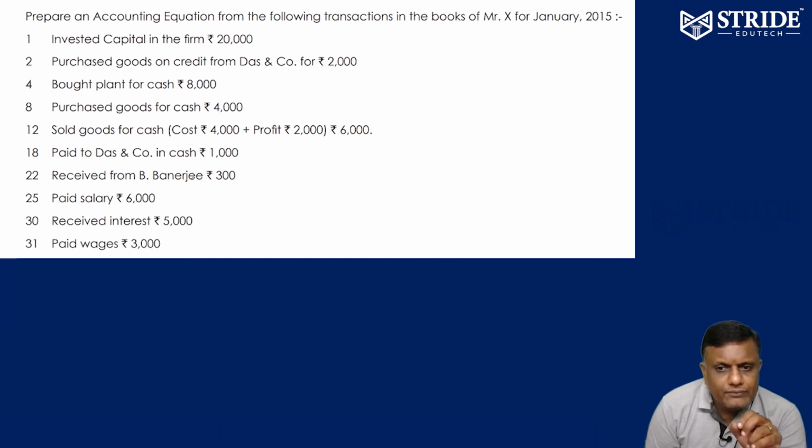Received from Banerjee 300. So cash increases by 300. Banerjee is our debtor. Debtor decreased by 300. Our asset decreased by 300. Debtor means asset. He paid. Debtor increase means asset increases, debtor decreases means asset decreases. So cash increases by 300. Banerjee debtor decreased by 300, so asset decreased by 300.